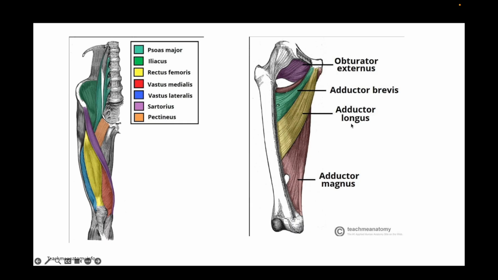You then have the adductor muscle group. You've got adductor brevis, which is the shortest. You've got adductor longus, which is quite long and slender. And then you've got adductor magnus, which is the largest. There are also short external rotators of the hip. One of them is labeled here, and that's obturator externus. And that attaches to the greater trochanter. All of these originate from the pubis and ischium.